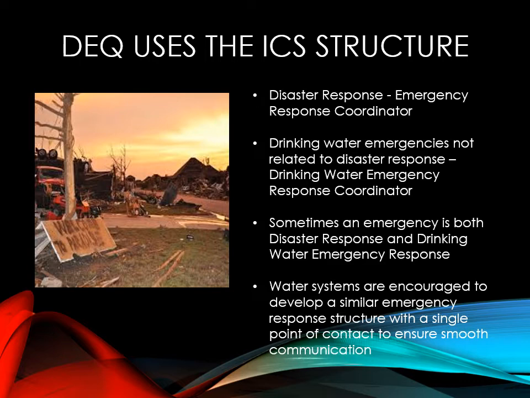ICS ensures that the most pressing needs are met first, and that resources are used for the greatest good without duplication or waste. In water emergencies, a water-related disaster response is going to be coordinated through the agency emergency response coordinator, and then drinking water emergencies that are not related to disaster response are coordinated through the public water supply emergency response coordinator. Sometimes an emergency is both disaster response and public water supply emergency response.